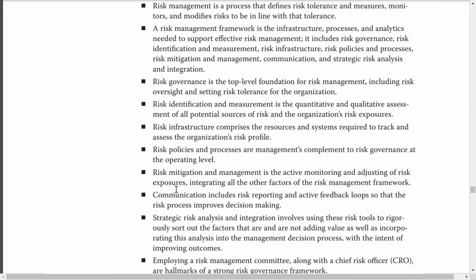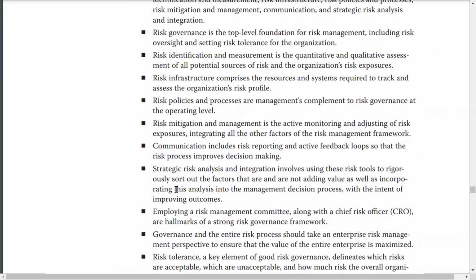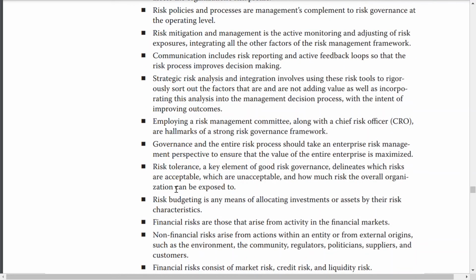Risk mitigation and management is the active monitoring and adjusting of risk exposures, integrating all the other factors of risk management frameworks. Communication includes risk reporting and active feedback loops so that the risk process improves decision making. Strategic risk analysis and integration involves using those risk tools to rigorously sort out the factors that are and are not adding value, as well as incorporating this analysis into the management decision process with the intent of improving outcomes.